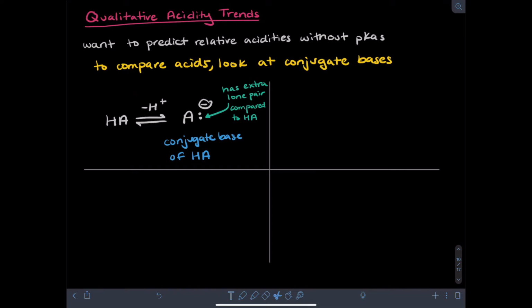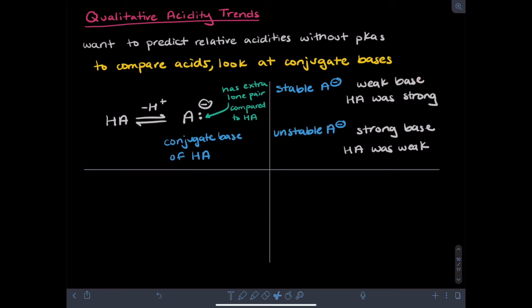And when we look at our conjugate bases, we're going to see how well that particular conjugate base can stabilize that extra electron density due to that extra lone pair and negative charge. If A- is stable, that means it is a weak base and it came from a strong acid. And likewise, an unstable conjugate base A- is a strong base, and that means it came from an acid HA that was weak. Let's consider a particular example of HCl losing its proton to form the conjugate base chloride anion.